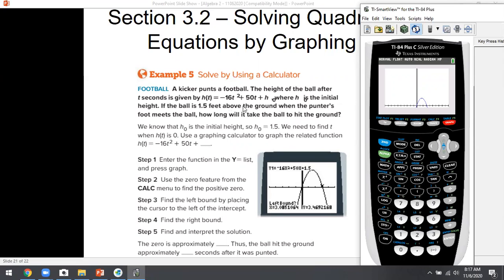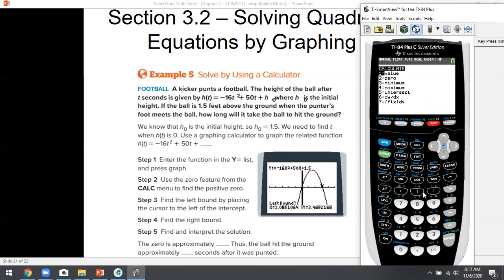And if they ask you, what's the question asking you? If the ball is 1.5 meters above the ground when the punter's foot hits the ball, how long will it take for the ball to hit the ground? Now, remember what you're graphing. This is a graph of height, right? So if you are on the ground, how high off the ground are you? 0. So you're trying to find where it hits the axis again, which is the whole thing you're doing over and over again. So right over here, here's where it's launched. It goes up in the air, comes back down, and hits the ground right there.